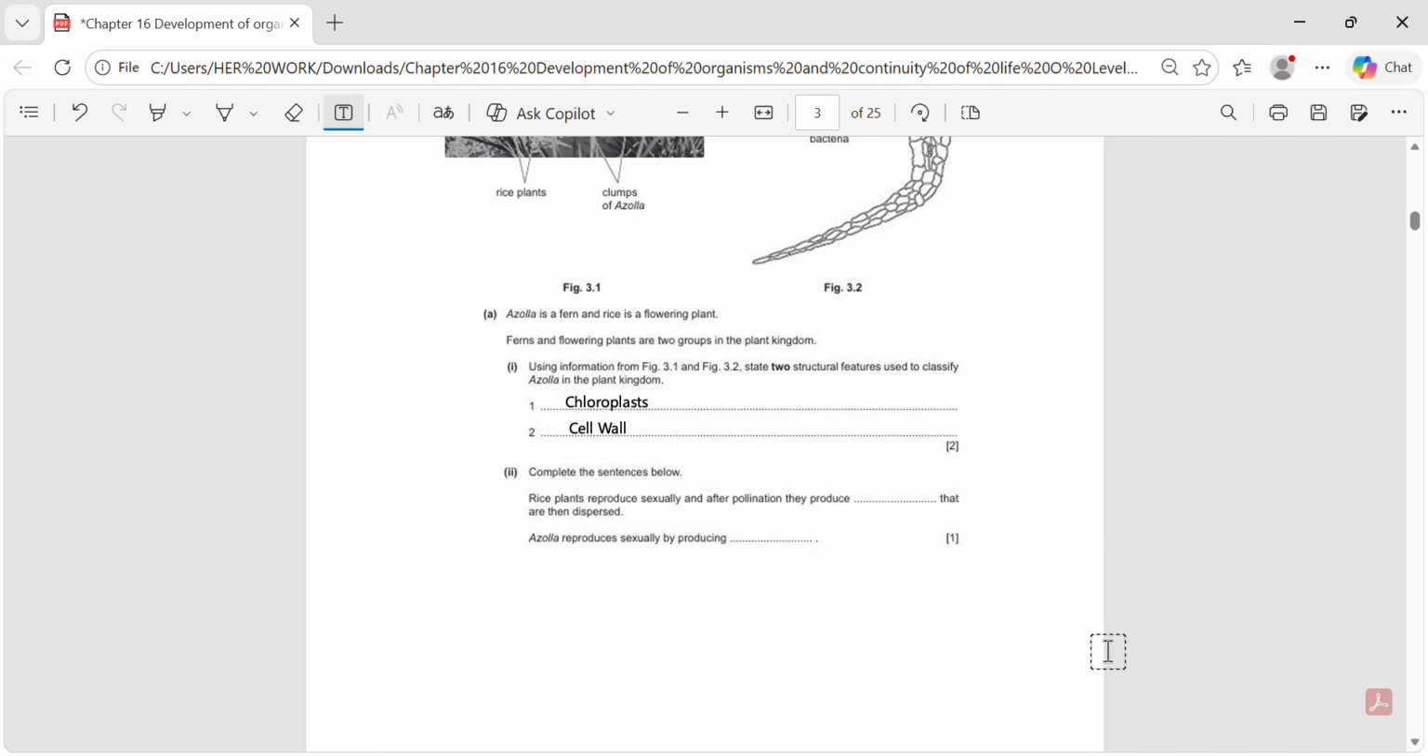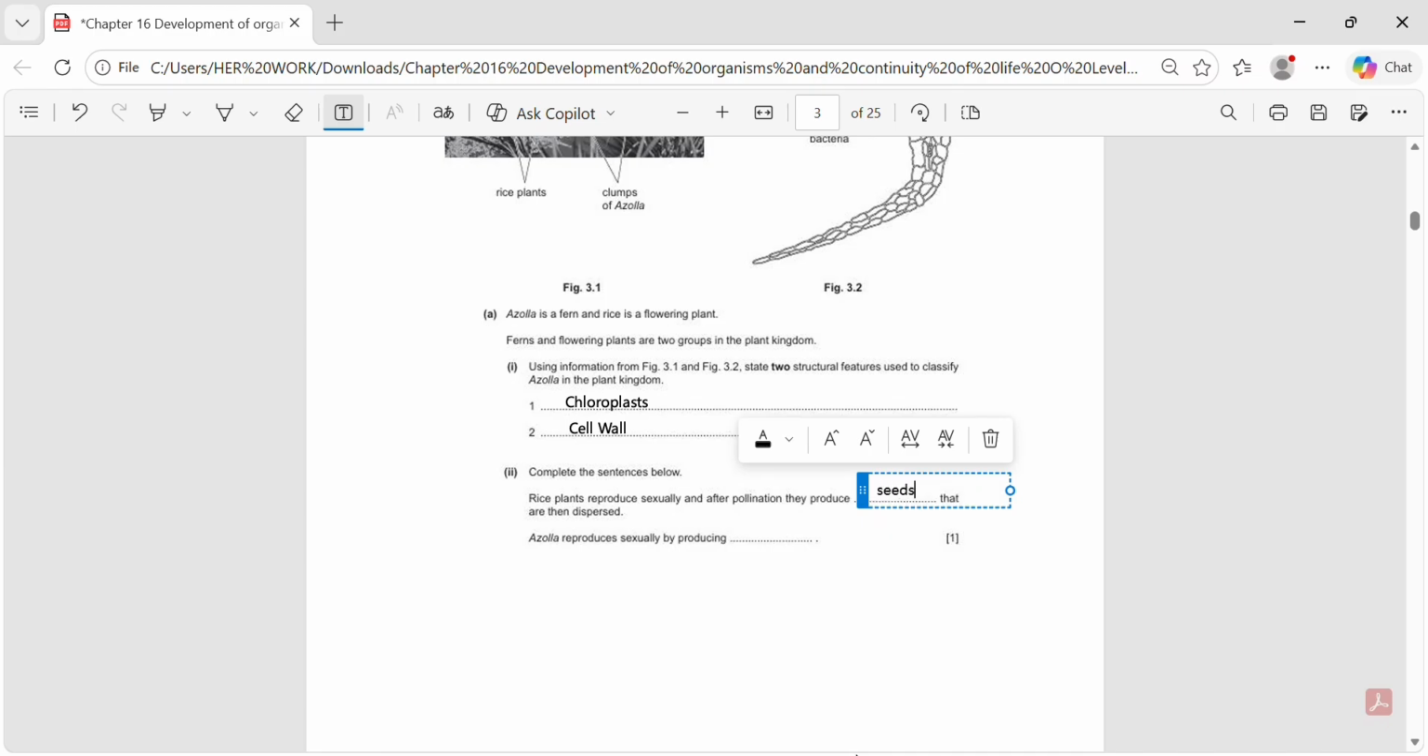Now part 2 states, complete the sentences below, where we are given incomplete sentences related to Figure 3.1 and Figure 3.2. Now, we need to carefully read each sentence and use our knowledge about flowering plants and ferns to complete them correctly. The first sentence is rice plants reproduce sexually and after pollination they produce blank that are then dispersed. Since rice is a flowering plant, after pollination and fertilization, it produces seeds which are then dispersed. So the correct answer here is seeds.